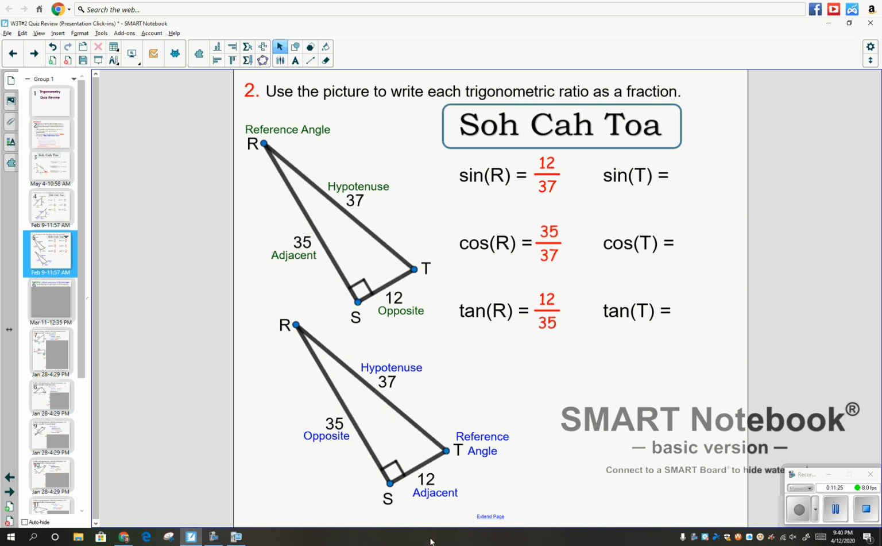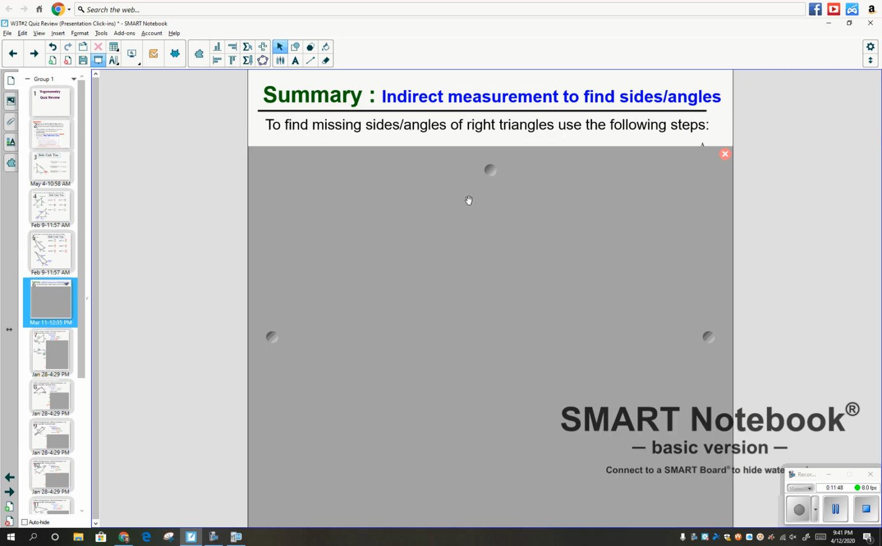So sine of T is opposite over hypotenuse, 35 over 37. Cosine of T is adjacent over hypotenuse, 12 over 37. Tangent of T, TOA, opposite over adjacent, it's 35 over 12. So that's using our pictures to write trig ratios. The next one's going to look at some applications.